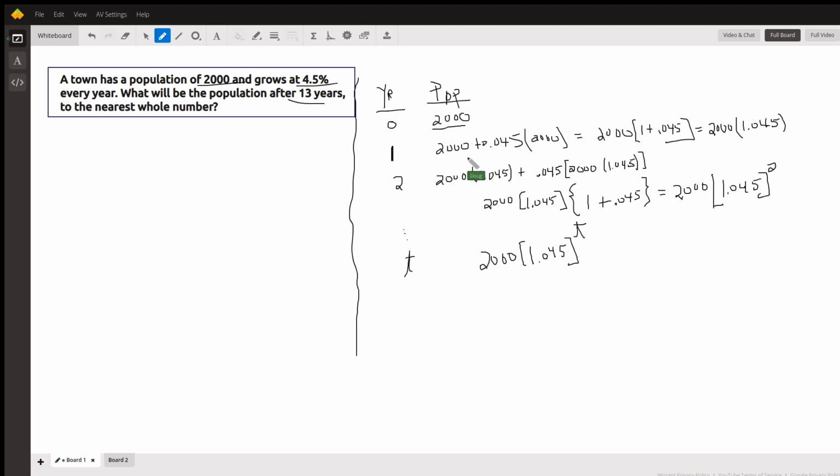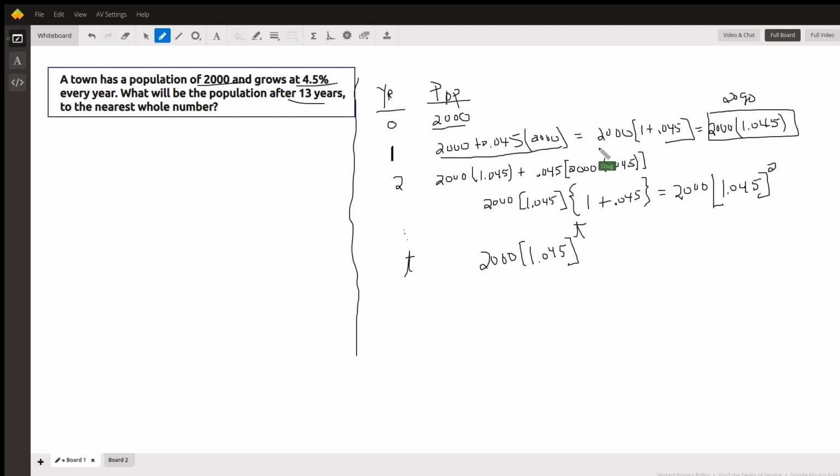And if you look at this expression right here, you see there's a 2000 in each term on either side of this plus sign. If I factor out that 2000 from the first term, I'll have a 1 plus the 0.045 left, and that's the same as this. So that's the number of people after 1 year, 1.045 times 2,000, which is actually 2,090.